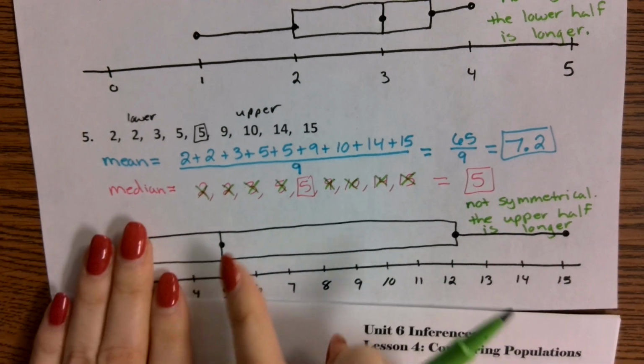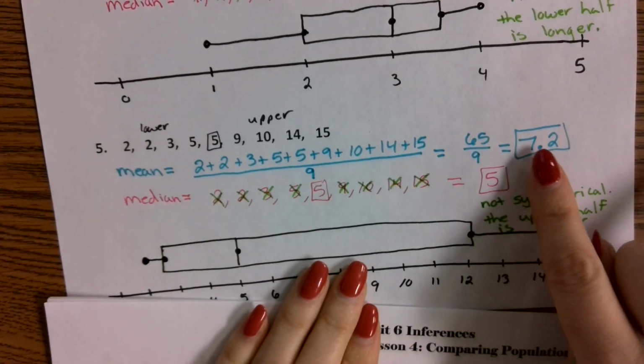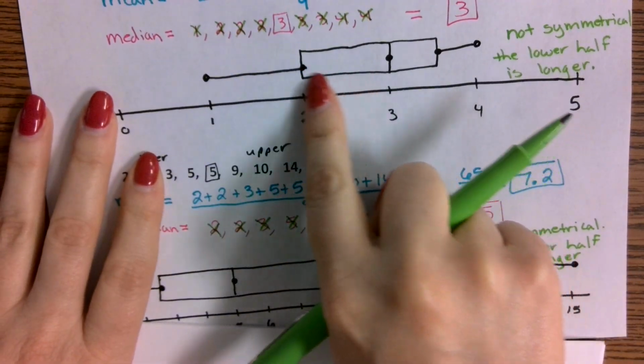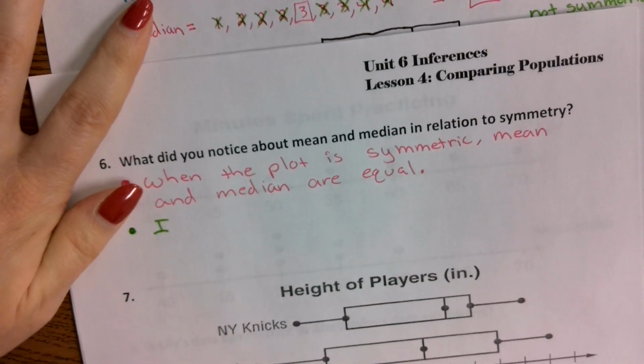Okay? So longer to the right, meaning a longer upper half, means a larger mean. Longer to the left, meaning a longer lower half, means a smaller mean. So let's get that part written down.